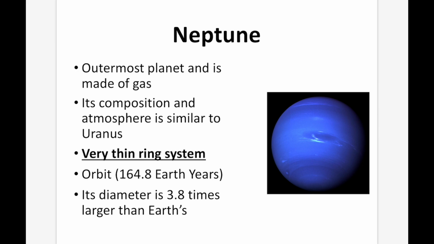And our outermost planet, now that Pluto is gone, is Neptune. Again, it's made out of gas, mostly methane gas, similar to Uranus. That's what gives it its blue color. It has a very thin ring structure, which you can't even see in this picture, and it has a giant orbit. It takes 164.8 years to go around the sun. And its diameter is almost 4 times larger than Earth's.